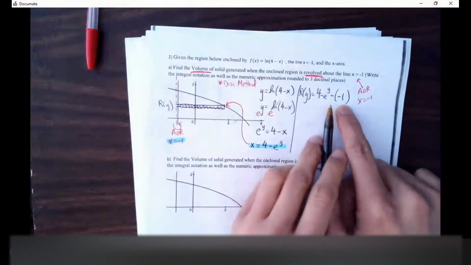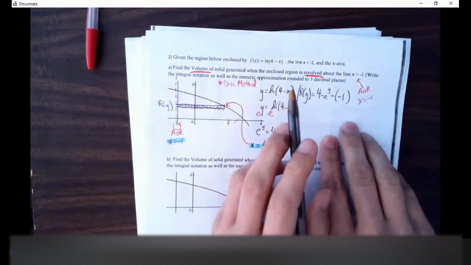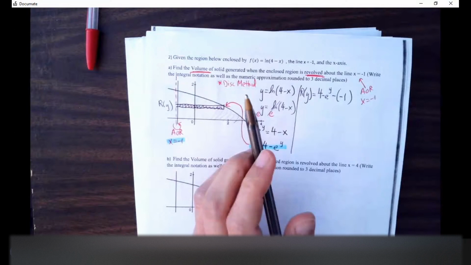Here we can combine like terms. This becomes a positive 1. 4 plus 1 is 5. So 5 minus e to the y.